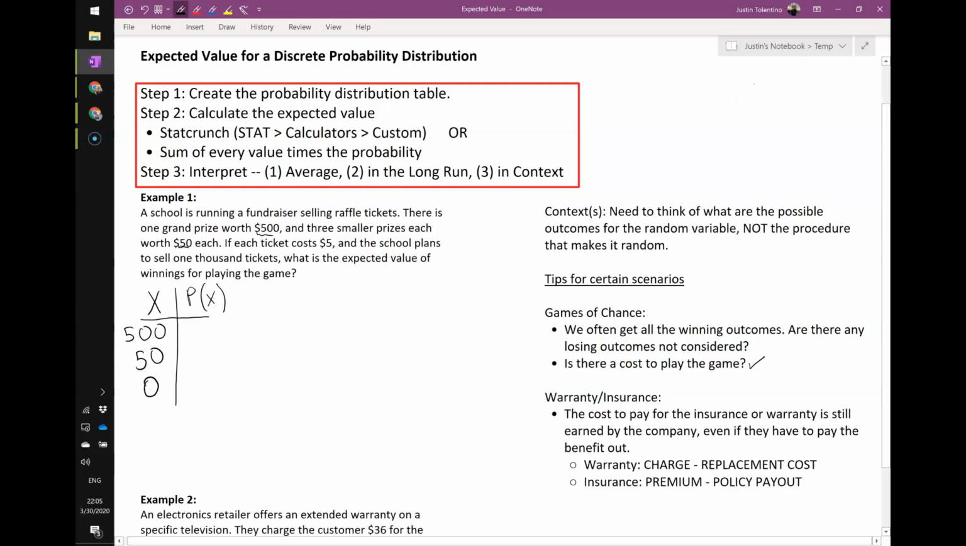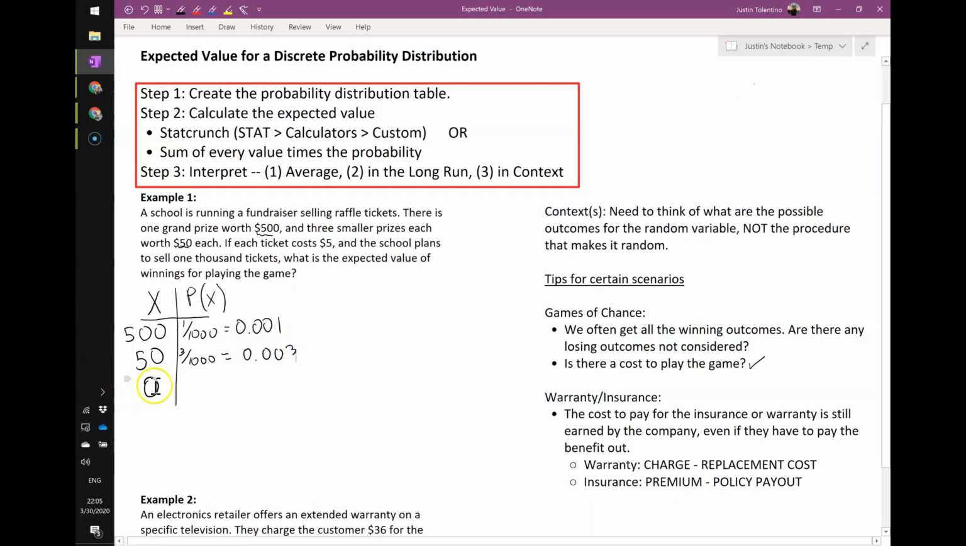Now we can think about what the chances of each of these prizes are. If there's one grand prize out of 1,000 tickets, then that would be a 1 over 1,000 probability, or as a decimal, 0.001. For the smaller prizes worth $50, what's the probability? Well, 3 people will win that out of 1,000, so that would be 3 out of 1,000, or as a decimal, 0.003.